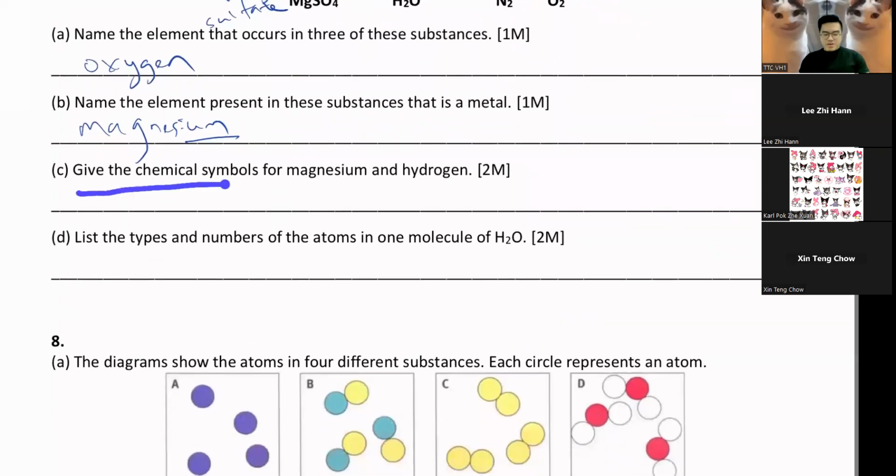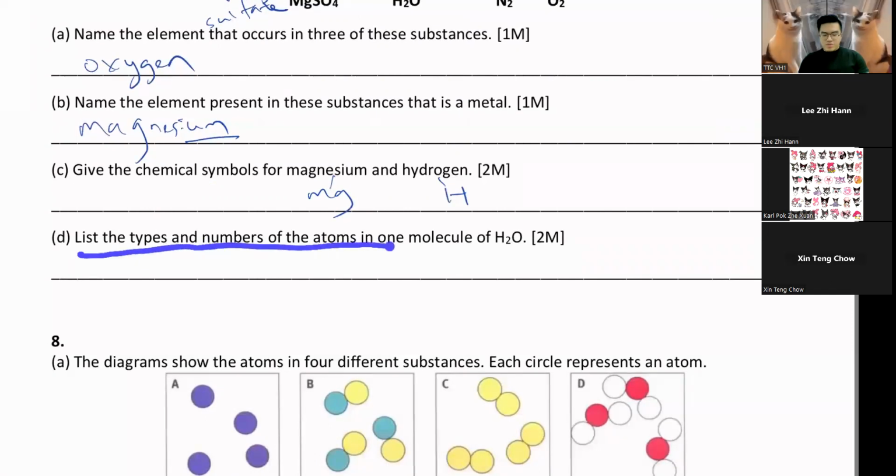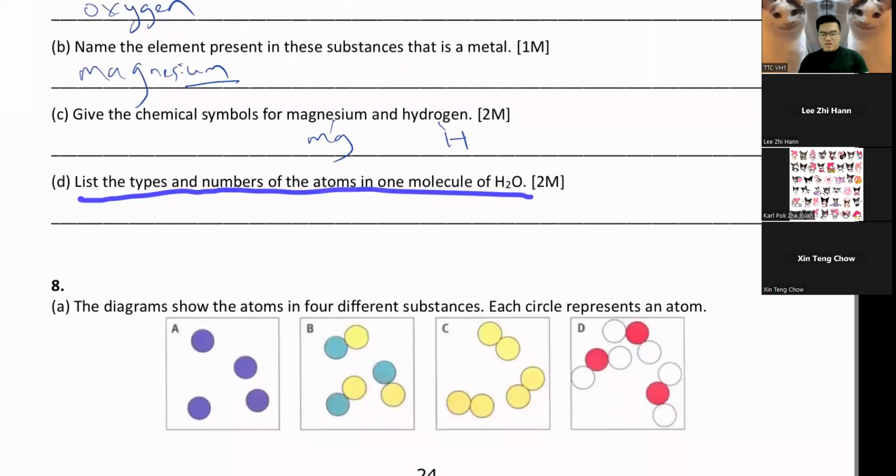So give the chemical symbols for magnesium and hydrogen. Okay, so magnesium is Mg, hydrogen is H. Not sure why they're asking this. List the type and numbers of the atoms in one molecule of H2O. Okay, H2O is which type? H2O, there's 2 elements, right?